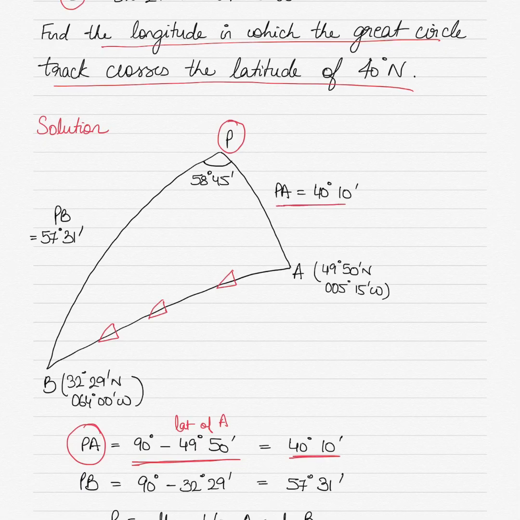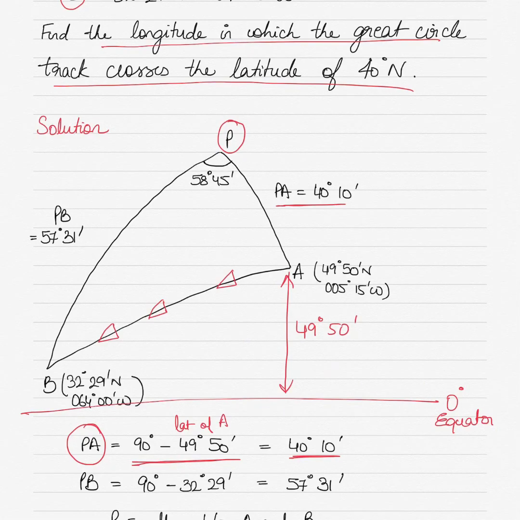Now why is that? Because if this is the equator, 0 degrees, this is A's latitude, and this is 49 degrees and 50 minutes. That's why PA will be 90 minus 49 degrees 50 minutes, because from the north pole to the equator is 90 degrees. So this distance here is 90 degrees. Similarly, PB would be 90 degrees minus the latitude of B, which is 32 degrees 29 minutes, and you get PB as 57 degrees 31 minutes.